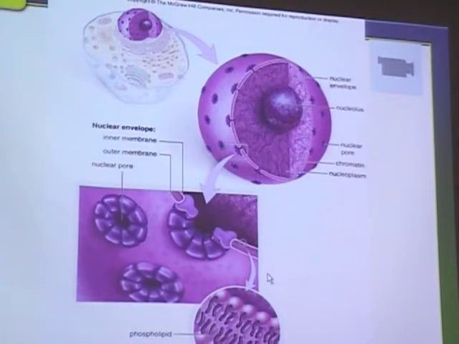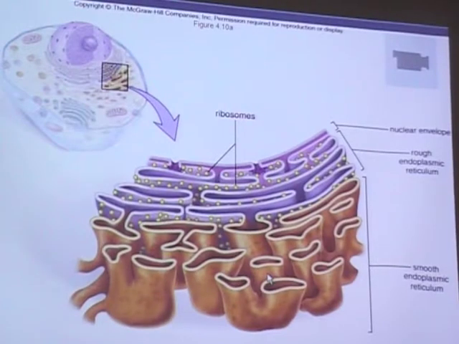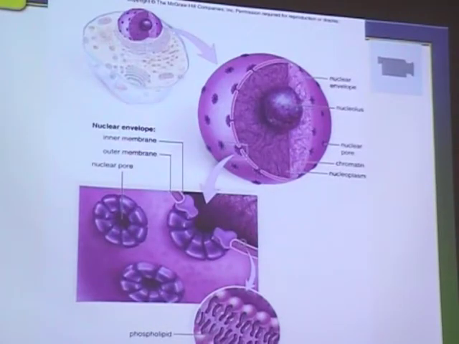Might be the palest person I've ever seen. Now, if you look in the nucleus, what? No, nothing.